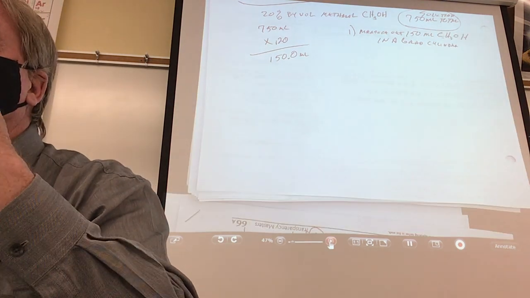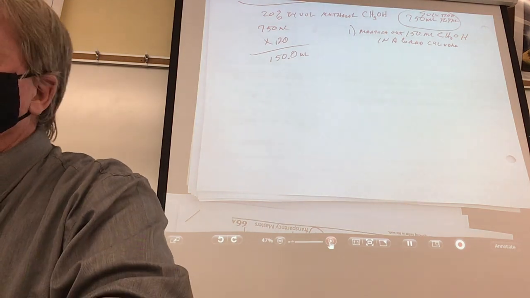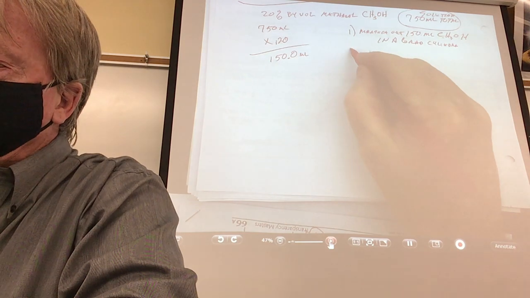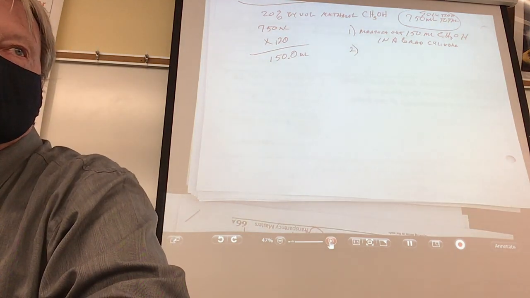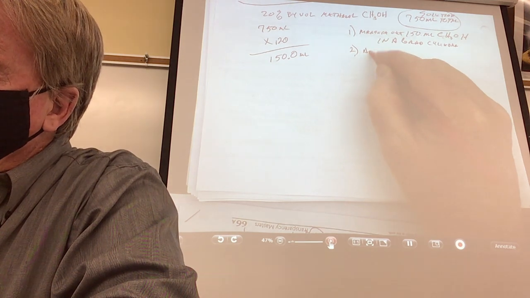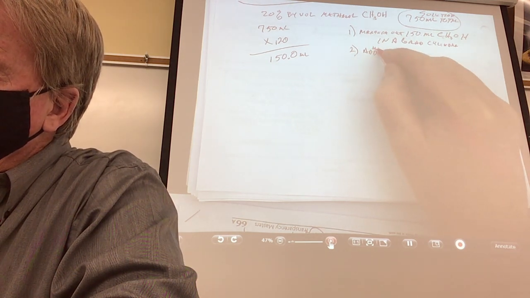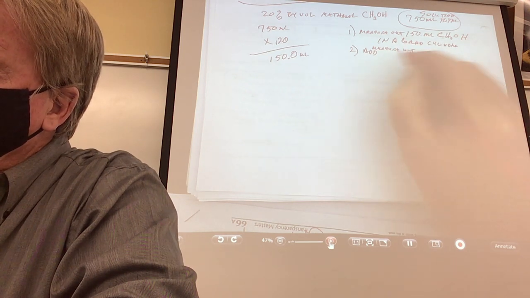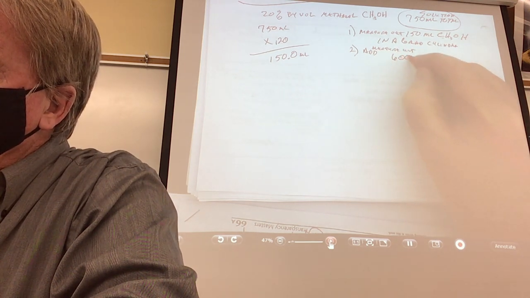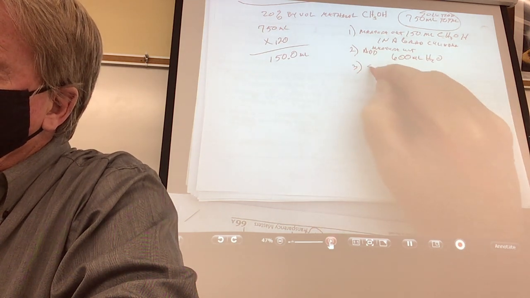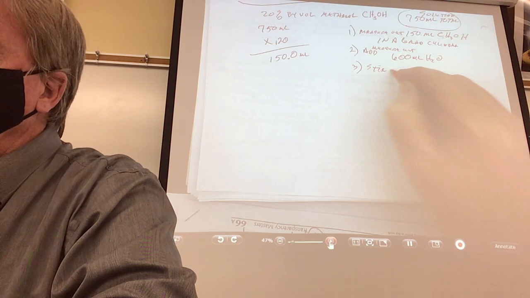You have to picture yourself doing that. And you remember about the meniscus? You read the bottom of the meniscus, and you're doing a good job. Now what? Then I would have to add 600 milliliters of water to that, and then stir it. And then I'm done.